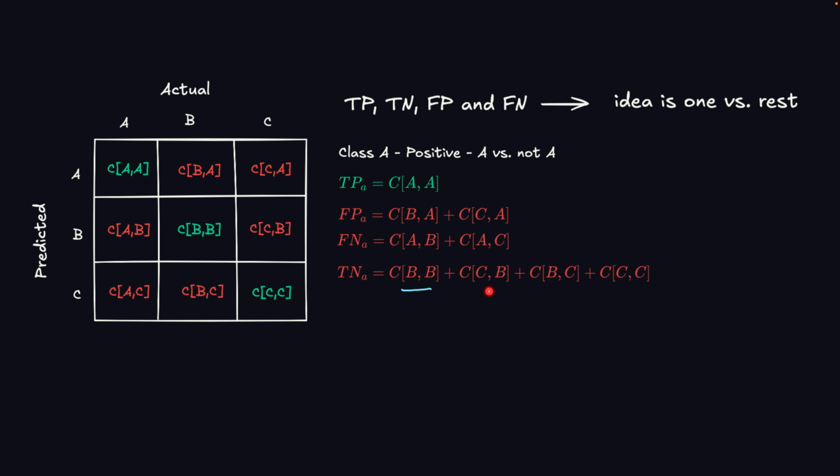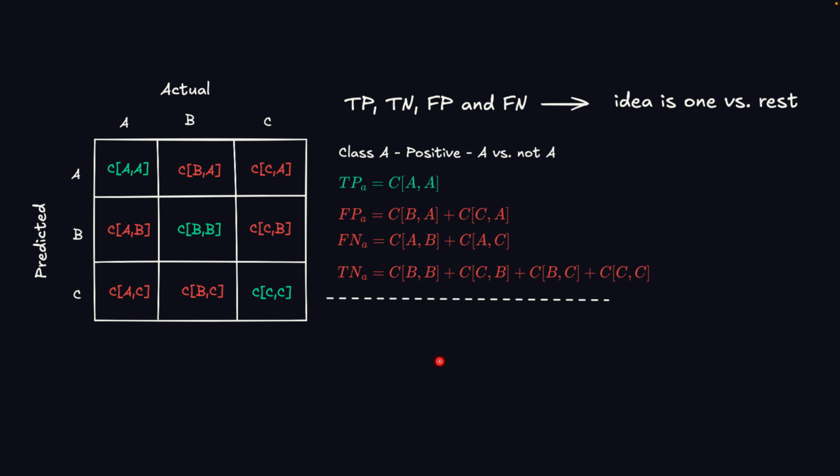I know this is a little bit confusing because we need to change our mental model here. We are looking at A versus not A. Anything which is not A is going to be the negative scenario, so that includes B and C. If you pay a little bit of attention, you'll be able to get it. So that is for class A.